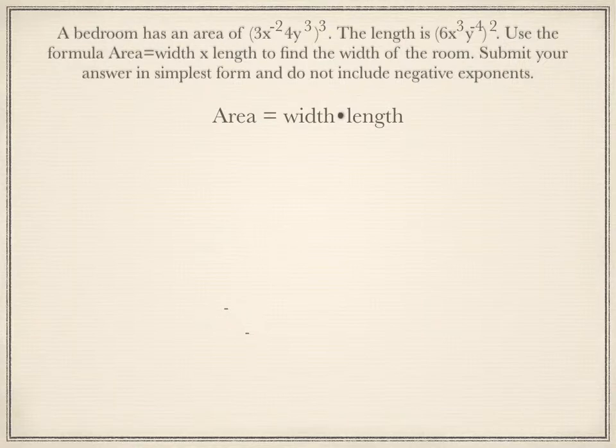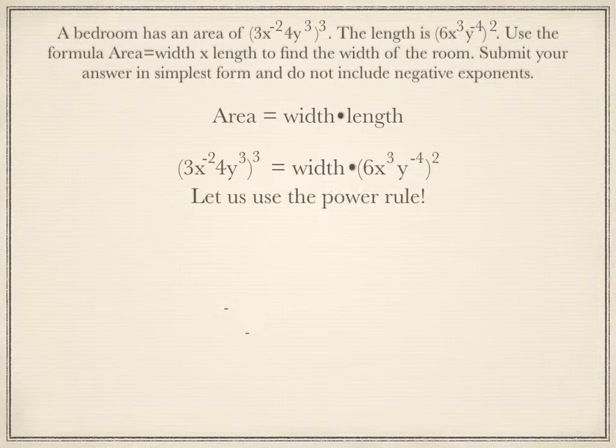So we're given the formula area equals width times length. We're given our area and our length and need to solve for our width. So the first thing we want to do is use our power rule.